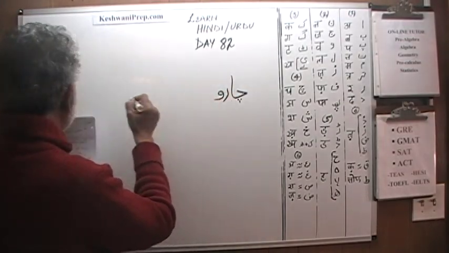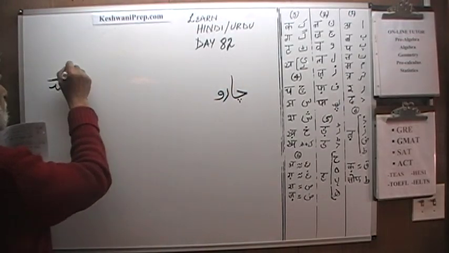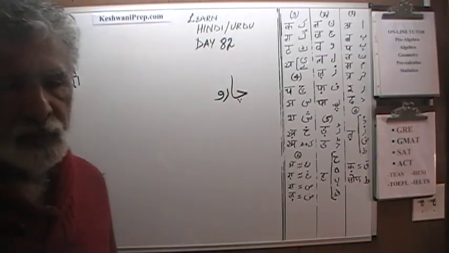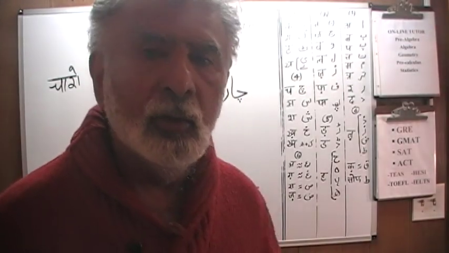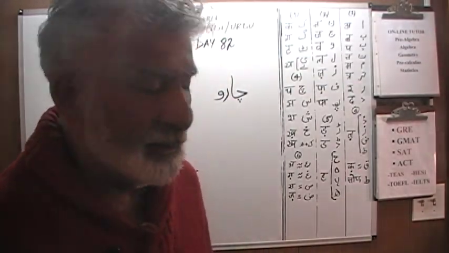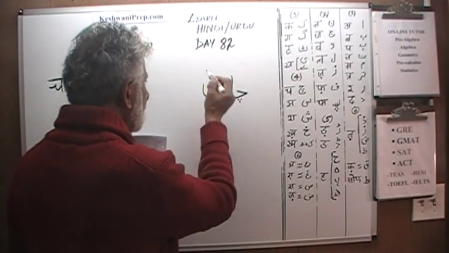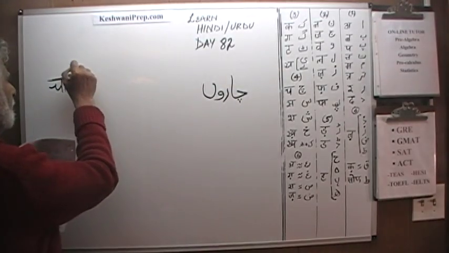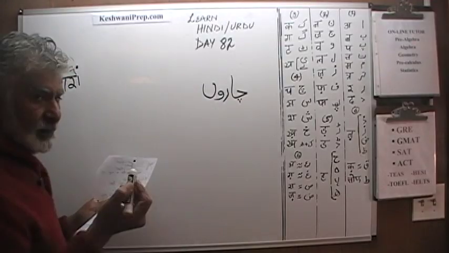Ro, which ro? But we don't need a ro. We don't need charo. We need charon. We need a nasalized n at the end, so we need a nun gunna. Charon. And in Hindi, you simply put a dot. Charo.